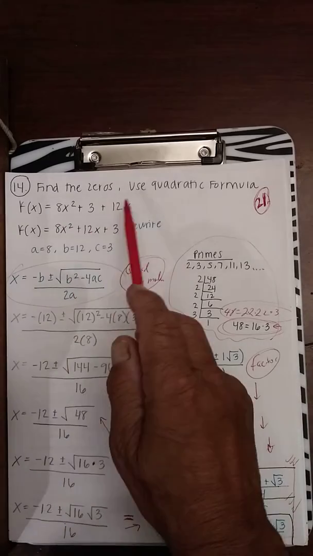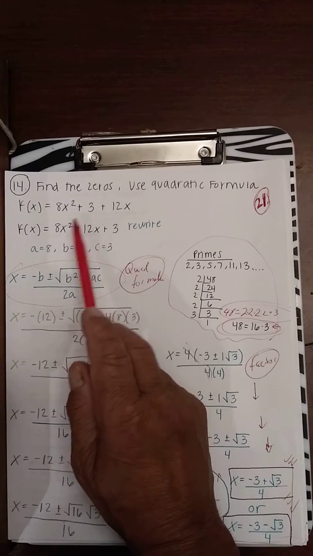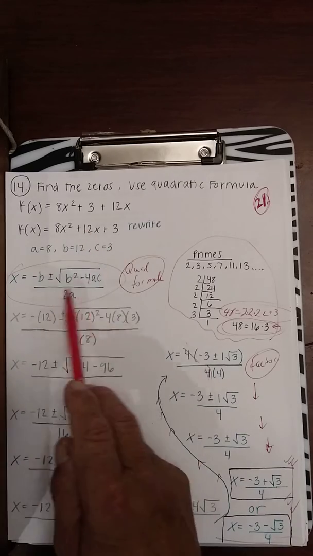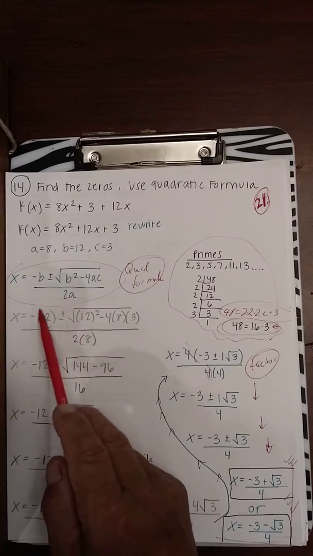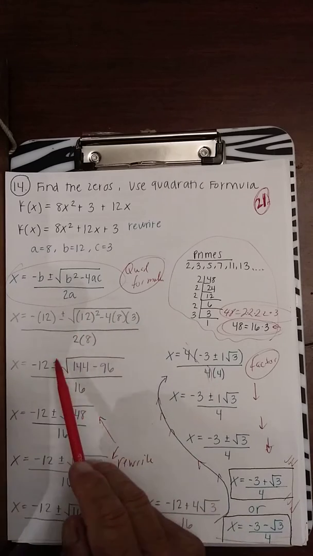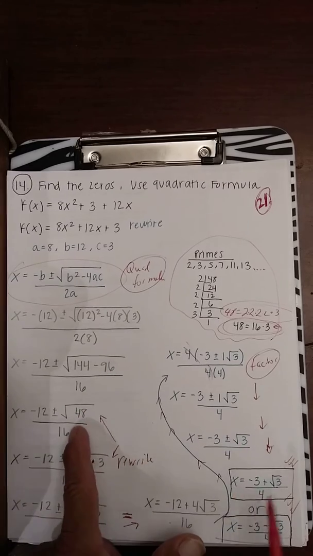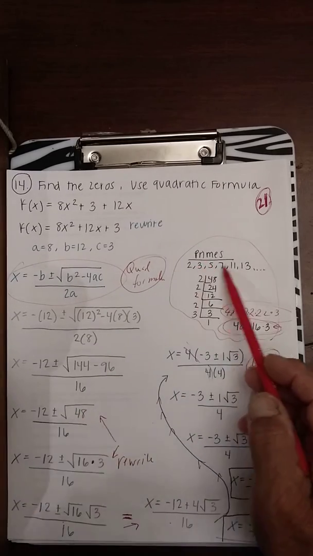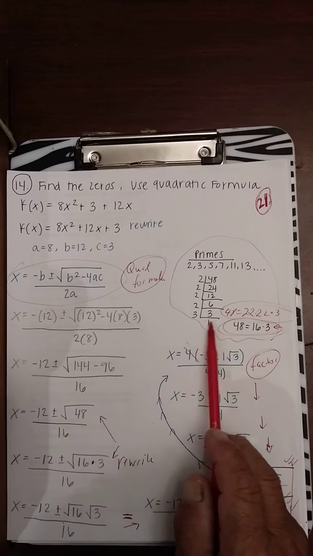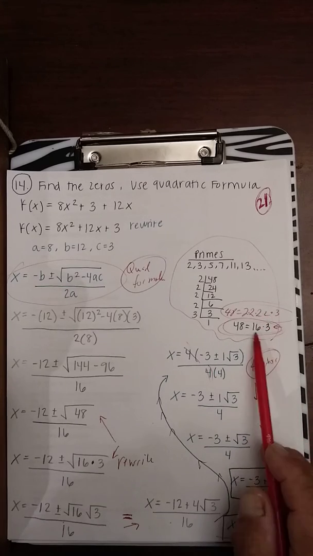Alright, find the zeros, use the quadratic formula. Let's see. First, rewrite it. 8x squared, oh, fix it. 8x squared plus 12x plus 3. A, B, and C. Put them in the formula. And we have negative 12 plus or minus the square root of 12 squared minus 4 times 8 times 3. So we have 144 minus 96 is 48. But 48, using prime numbers, is 2 times 2 times 2 times 2 times 3, and 2 times 2 times 2 times 2 is 16 times 3.